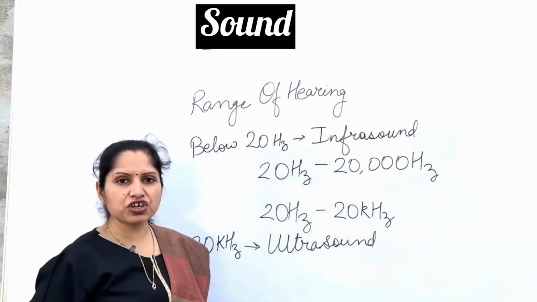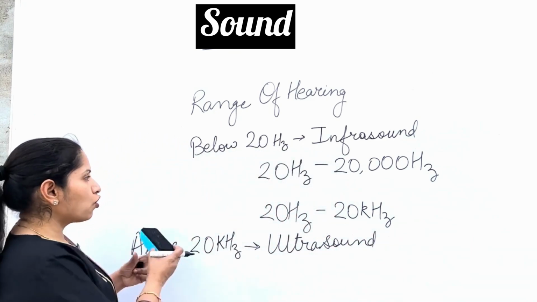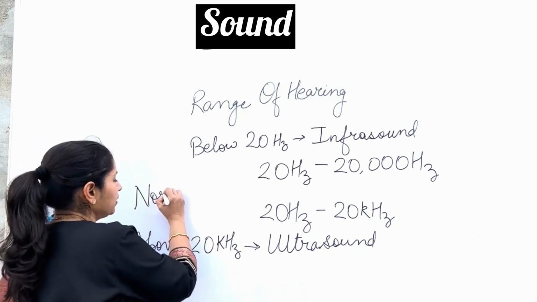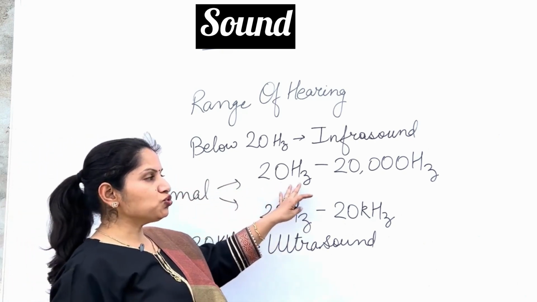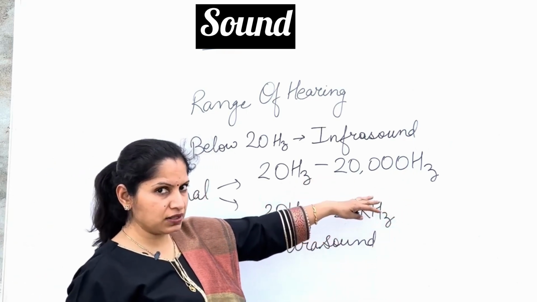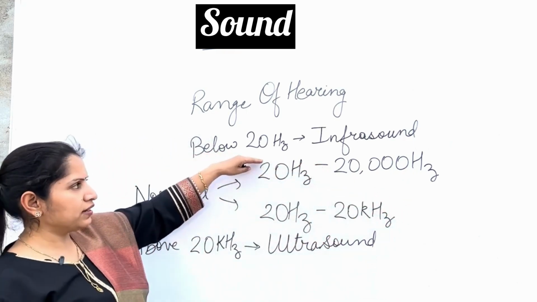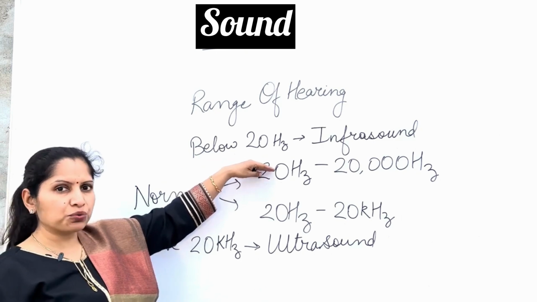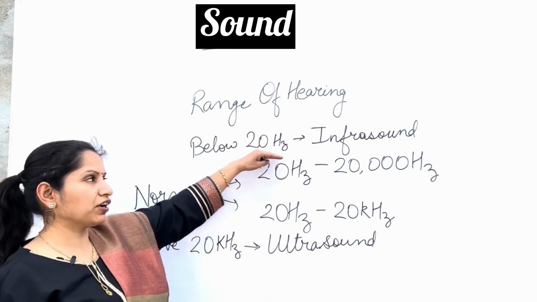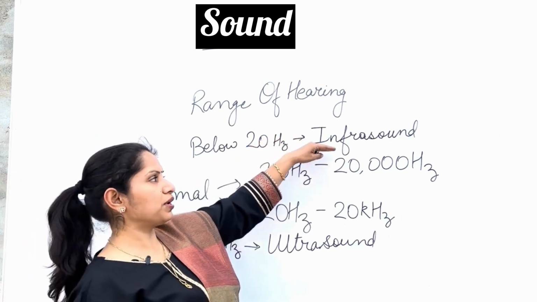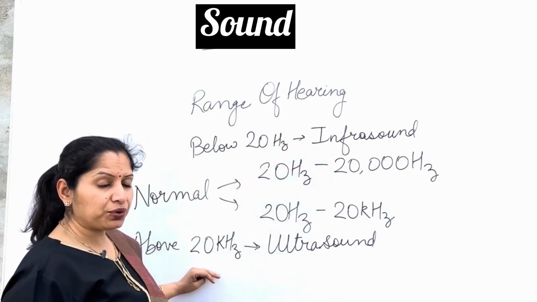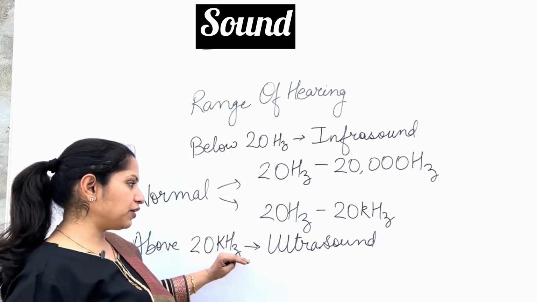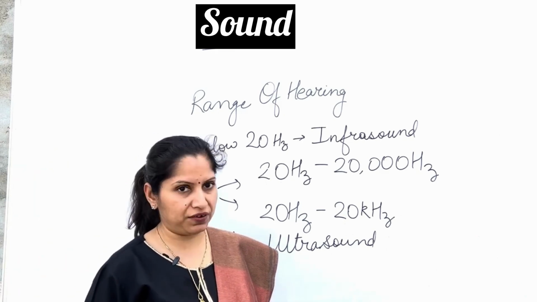Ultrasound waves or ultrasonic waves. The normal range for hearing for a human ear is between 20 hertz to 20 kilohertz. Sound waves below 20 hertz, having a frequency less than 20 hertz, are known as infrasound waves, and the sound waves having a frequency above 20 kilohertz are known as ultrasound waves.